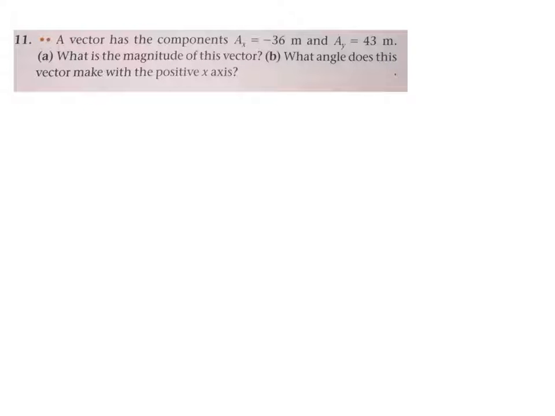Chapter 3, Number 11. A vector has the components a sub x is minus 36 meters and a sub y is 43 meters. A, what is the magnitude of this vector? And B, what angle does this vector make with the positive x-axis? So our first thing, of course, is to give us at least a little bit of a sketch.